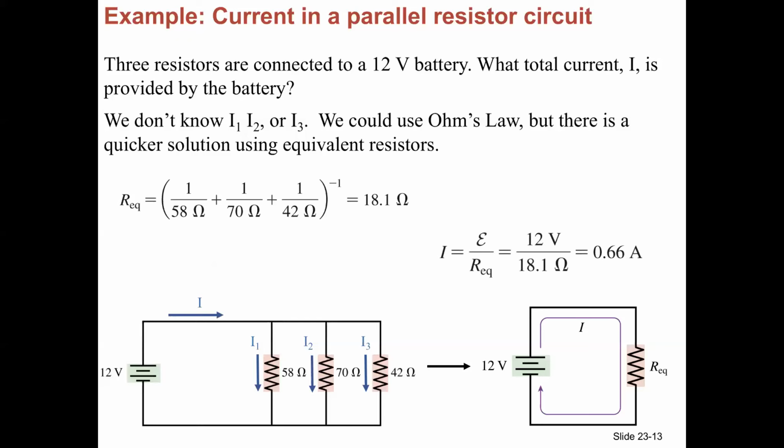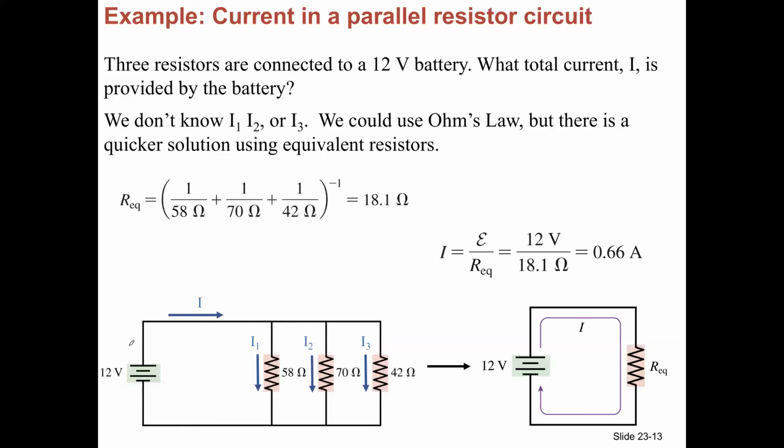Total current then is the battery voltage divided by the total equivalent resistance and gives you 0.66 amps. With that information, if you wanted to find I1, I2, and I3, there are ways to find that too. For instance here, though we're not going to do it in this problem, we could use the loop law to do so.